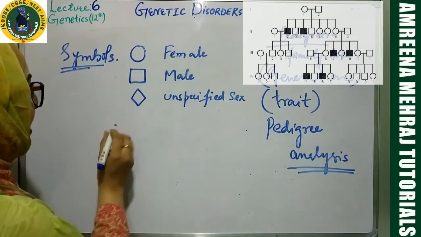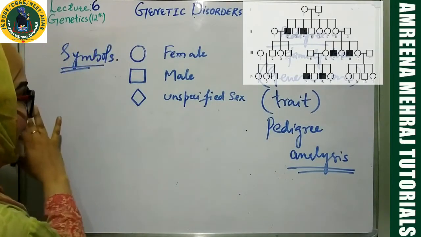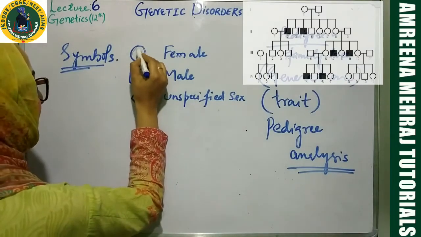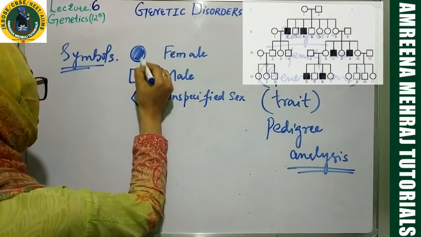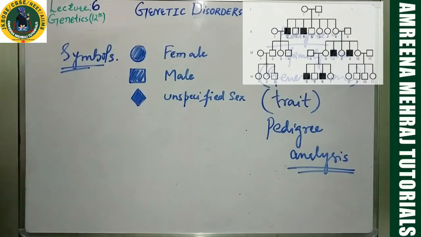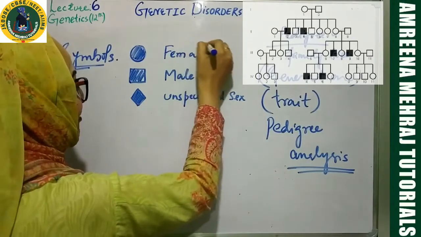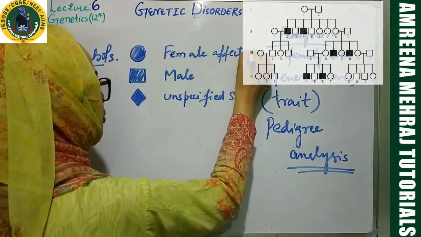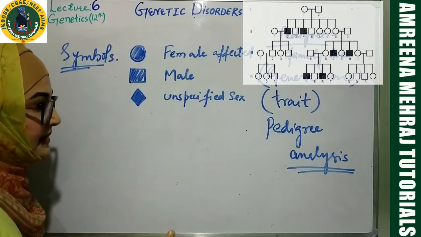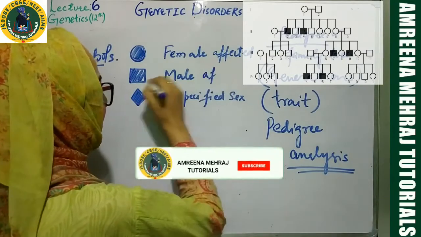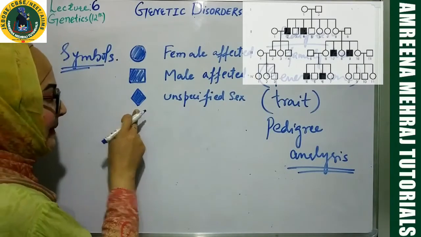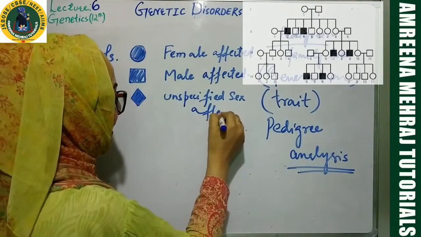Now, if you draw the symbol like this, it means the individual is normal. There is no trait, no condition. But if you fill the same symbol, a filled symbol means the female is affected. Affected means she is showing some trait, some disorder, maybe hemophilia, sickle cell anemia, whatever trait we are discussing right now. Similarly, a filled square means the male is affected. Similarly, if we fill this diamond, it means the individual is affected.